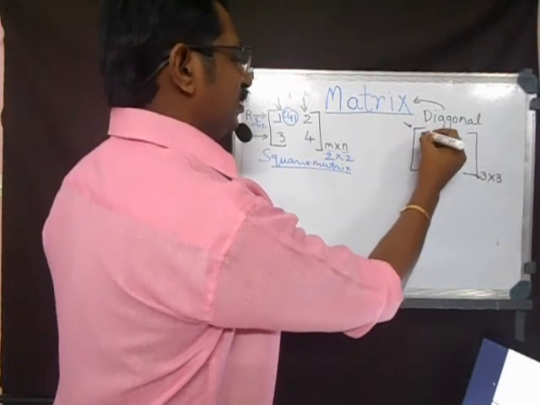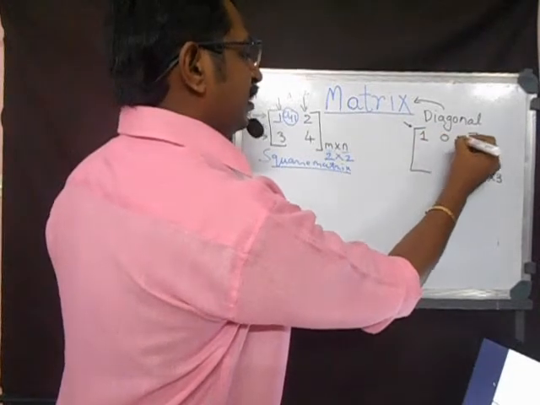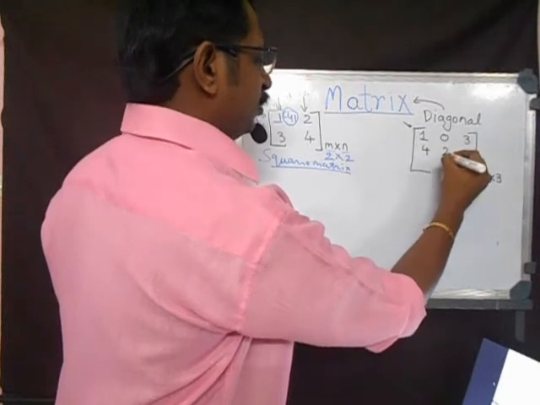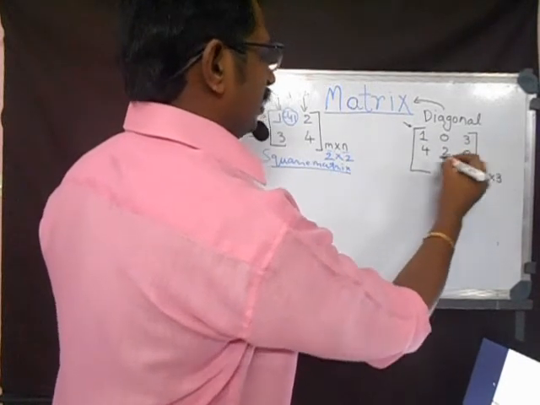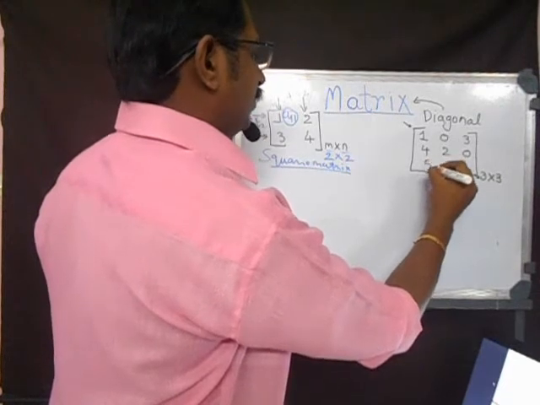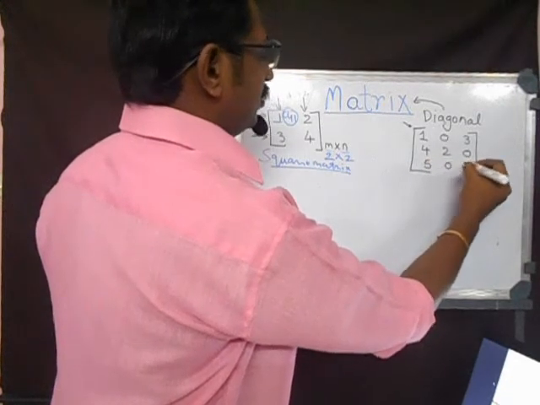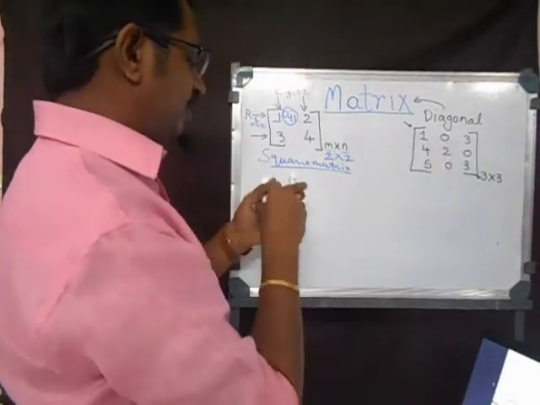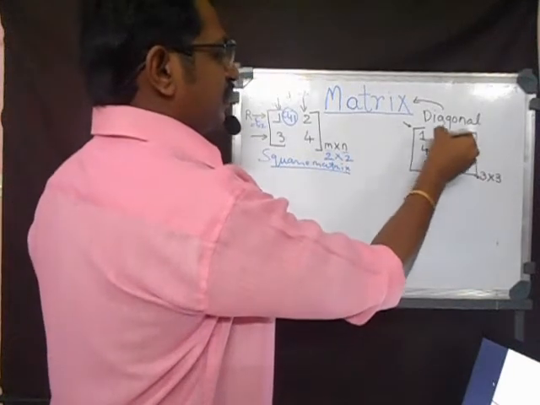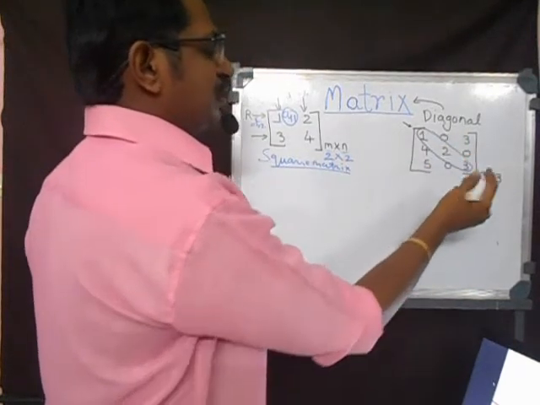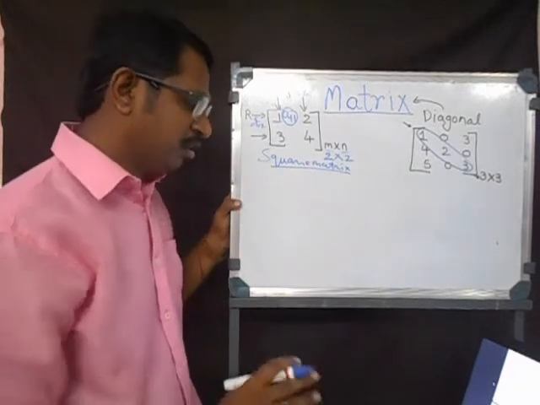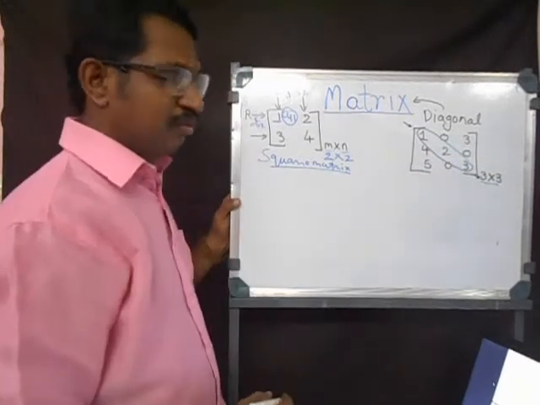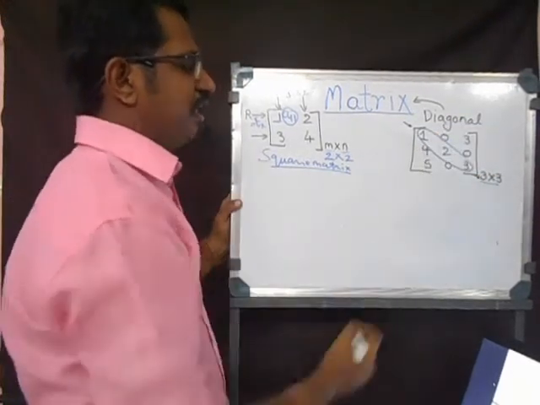So say here I take 1, here 0, here 3, here 4, and again here 2, here 0, here 5, here 0, and here 3 again. If you see, these are my diagonal elements, and they are non-zero. So it should be a square matrix with non-zero numbers on the diagonal. This is called a diagonal matrix.